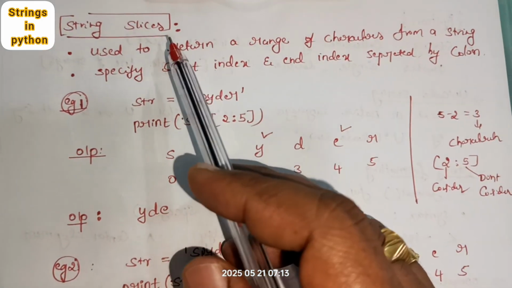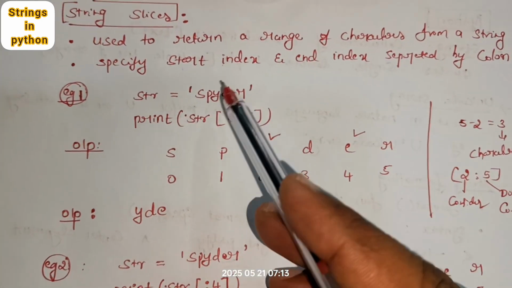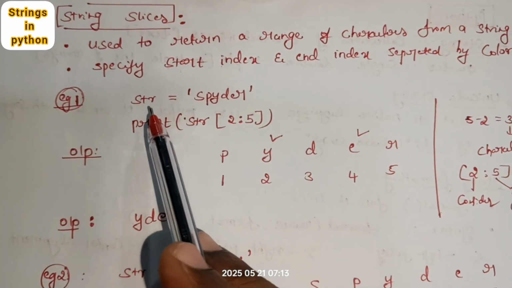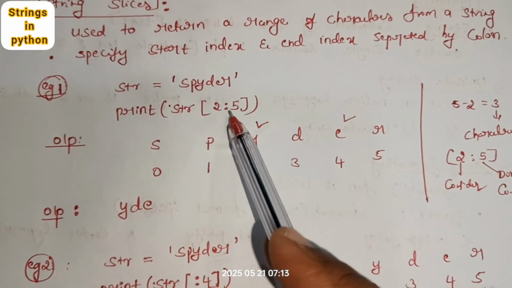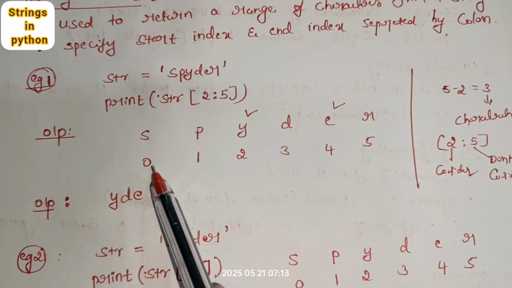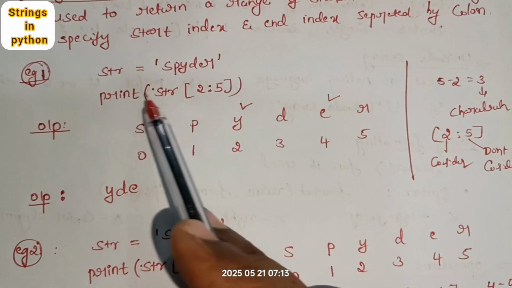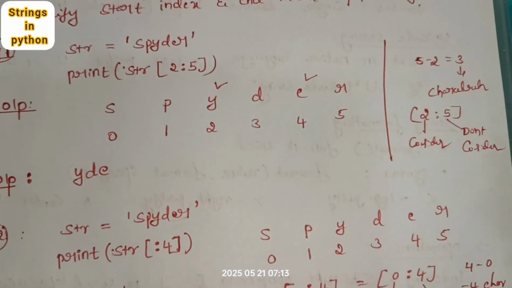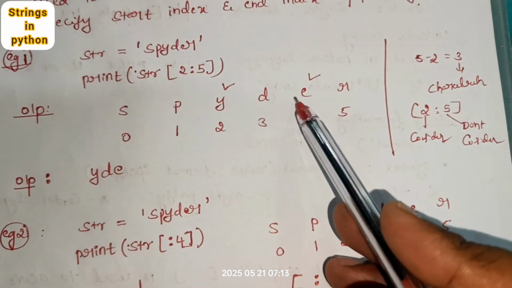Now let's see the meaning of slicing. It is used to return a range of characters from a string. Specify the starting index and ending index separated by a colon. If we look at the example, str equals spider in single quotes, print string of 2 colon 5. So the start index is 2, the end index is 5. First we write spider and index it 0, 1, 2, 3, 4, 5, right? The output is counted from the second index to the fifth index. Here the second index is y, then d and e, and it stops.